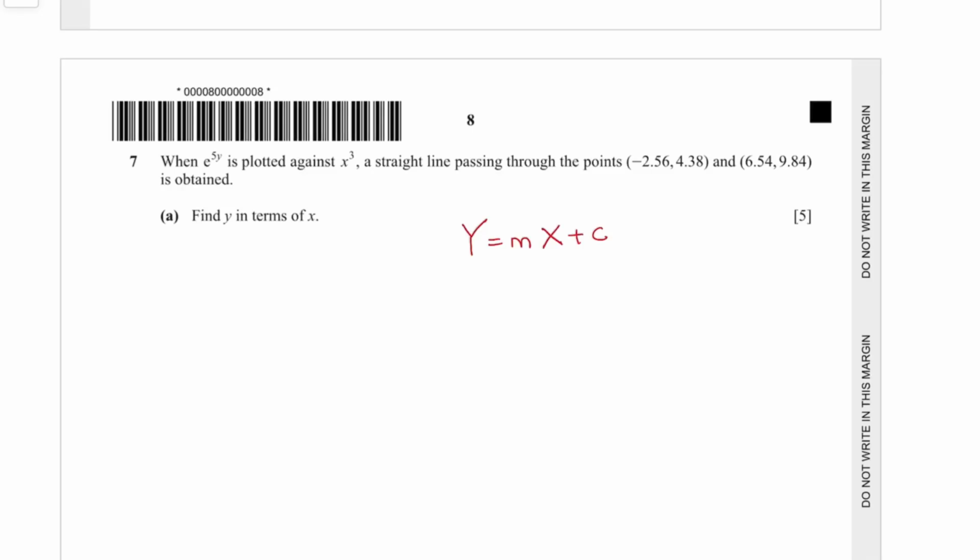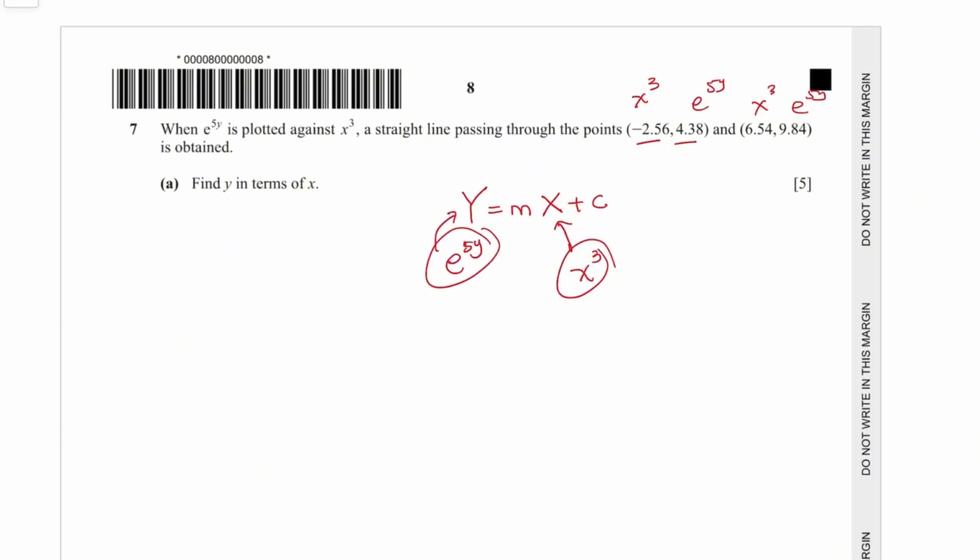In our situation, our y-axis is e to the power of 5y. That's on our y-axis. Our x-axis is x cubed. And all these coordinates, you have to remember this is not (x, y). This is now (x cubed, e^5y). So when you substitute, you have to remember that it is in the position of x and y over here.